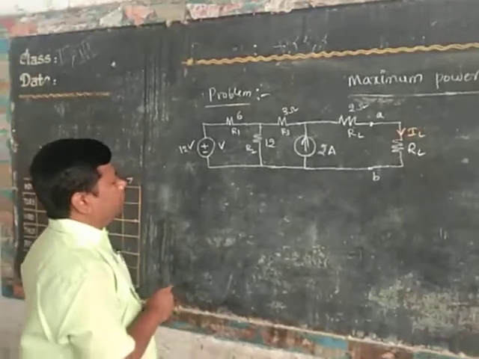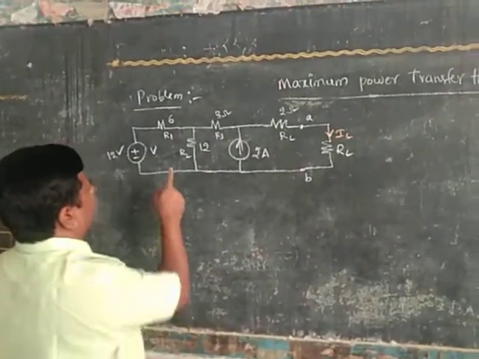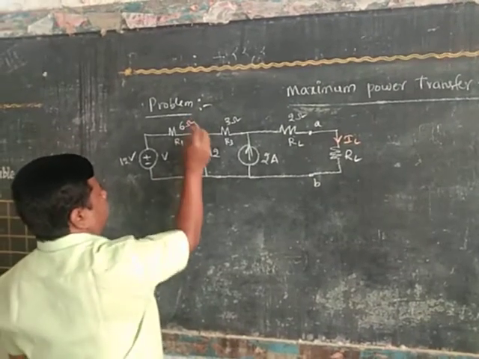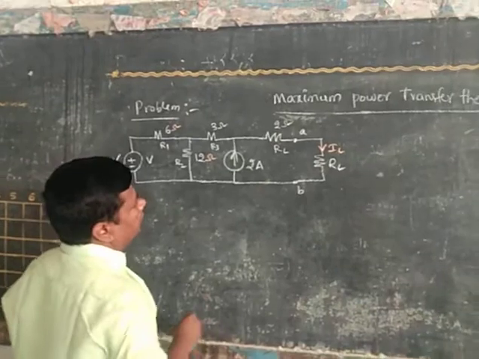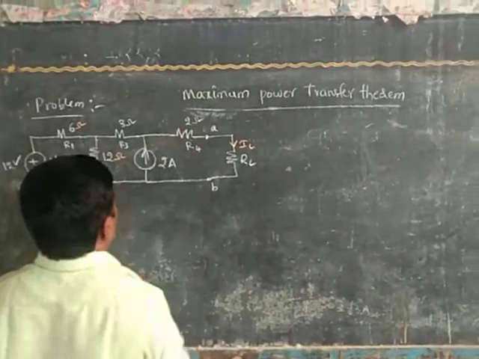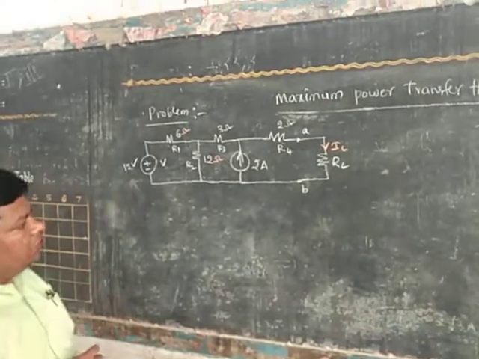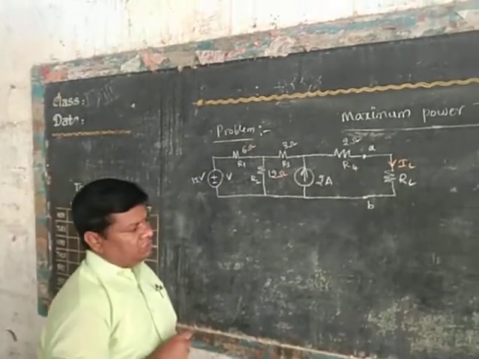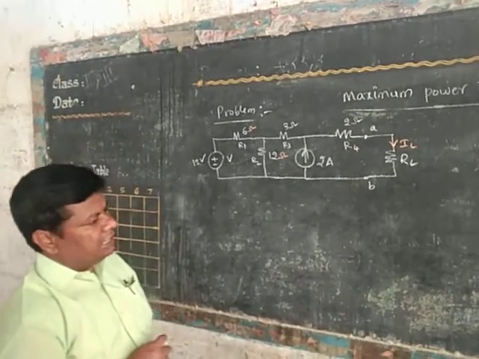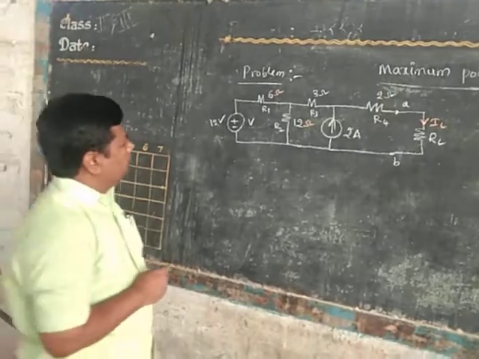Consider the problem. Here the problem consists of one voltage source, one current source, and resistors R1 6 ohm, R2 12 ohm, R3 3 ohm, and R4 2 ohm, RL. Here the problem is to find the load resistance for which maximum power is delivered to the load, and also calculate the power delivered to the load.